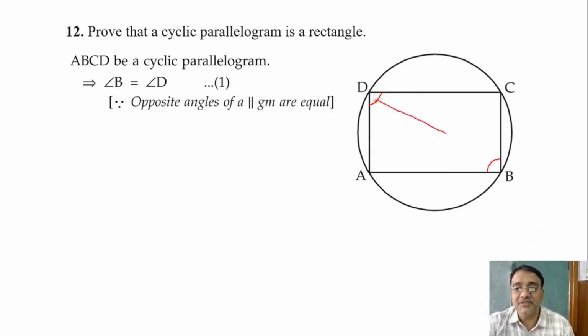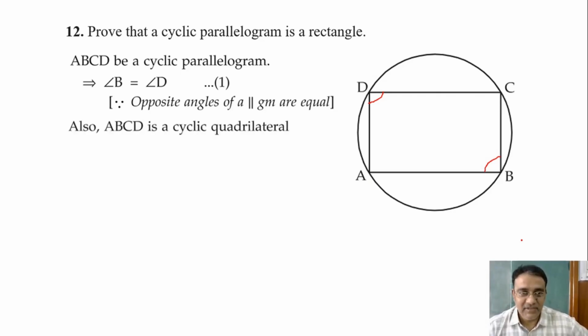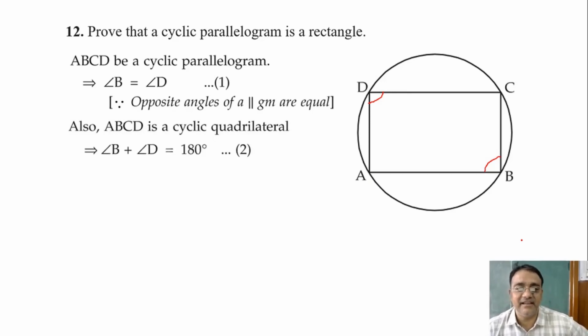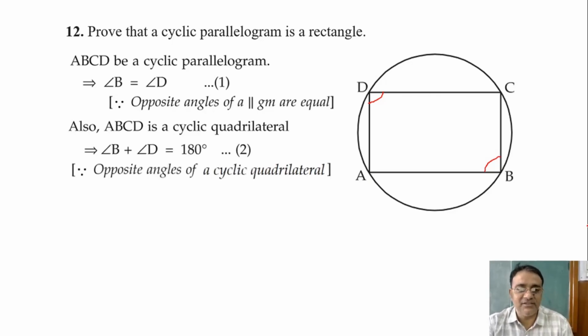But the sum of these two angles is also 180 degree. Why? The sum of angle B and angle D is 180 degree. Opposite angles of a cyclic quadrilateral are supplementary. Very good. The sum of opposite angles of a cyclic quadrilateral is equal to 180 degree. So ABCD is a cyclic quadrilateral, that will imply angle B plus angle D is equal to 180 degree. The reason is that opposite angles of a cyclic quadrilateral. इतना लिखोगे तो भी understood है वो.